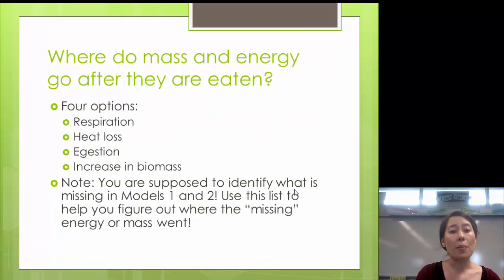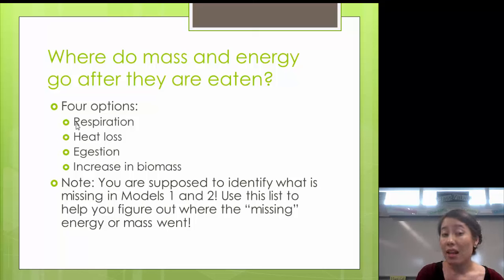All right, I'm going to go back to this slide right here. Remember, there are 4 options for how mass and energy can be used: respiration, heat loss, egestion, and biomass. Some of these help our body to grow when we increase in biomass, or help our body to gain relevant energy to help power our cells in the form of ATP. That's respiration. Heat loss and egestion are considered waste. Our body isn't using those things. Those things are just left to the environment, but they're byproducts of what happens as we go through the processes of respiration and increasing our biomass and digesting our food.